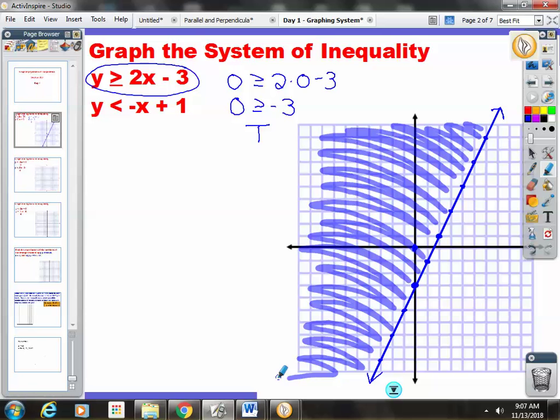So for the second inequality, the y-intercept is at +1. So I'm going to put a dot at 1, and the slope here is -1. For this second line, am I going to use a dash or a solid line on my graph? Probably dash. How do I know it's dashed? It's not equal to, that's right. So take your ruler, and we're going to draw in a dashed line.